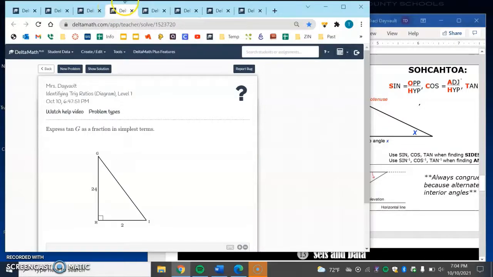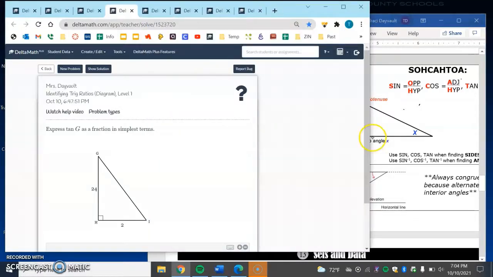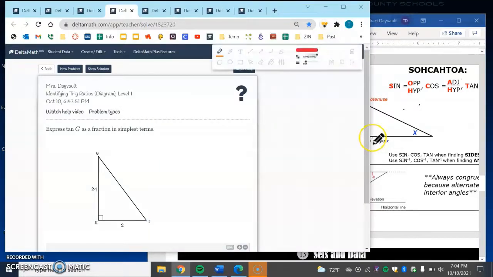Okay, let's do another one that is tangent. Remember, tangent is going to be opposite over adjacent. Tangent is the only one that does not use the hypotenuse. To find the tangent of angle G, make sure you are careful about which angle is your reference angle. This is angle G. And again, we know that tangent is opposite over adjacent. Okay, opposite over adjacent. You can remember TOA. Tangent is opposite over adjacent.